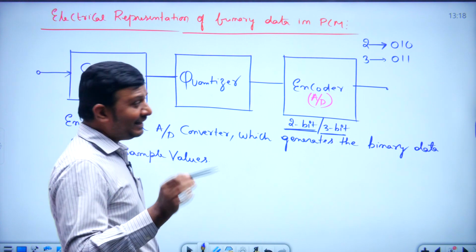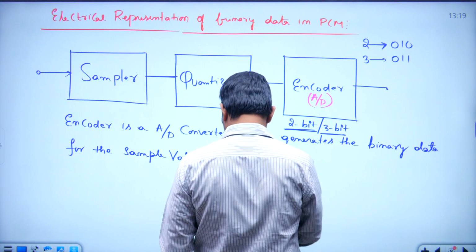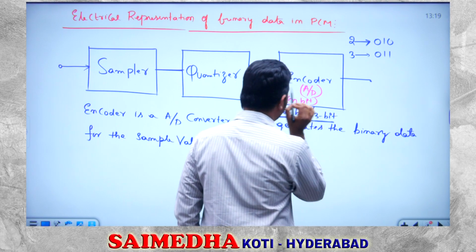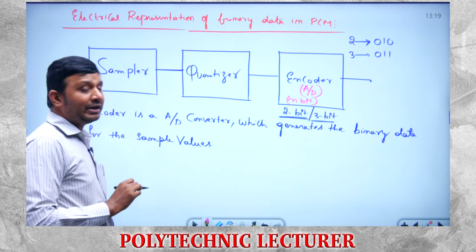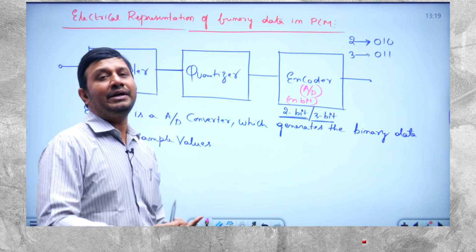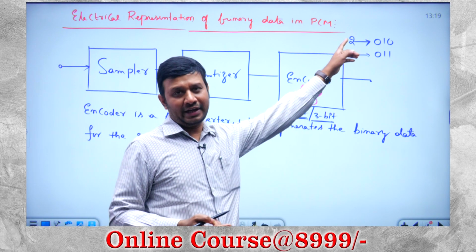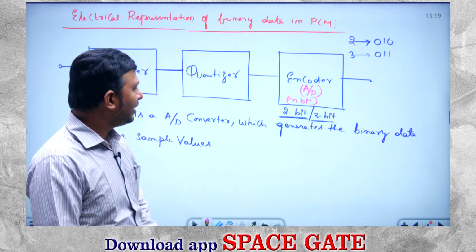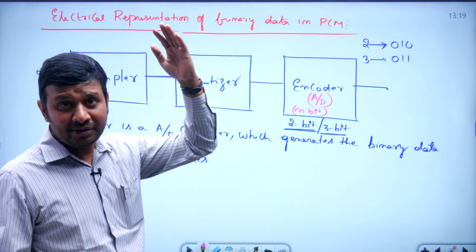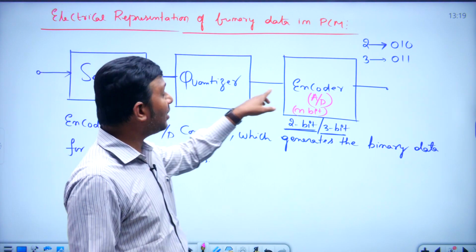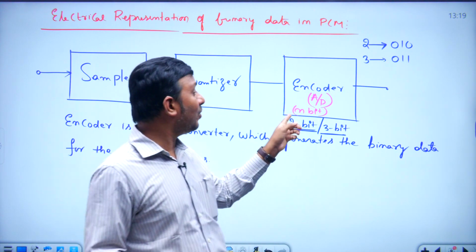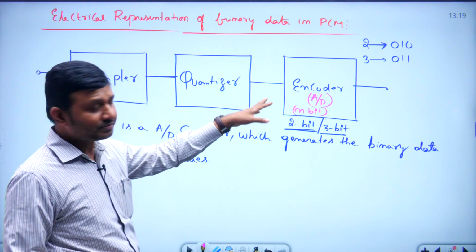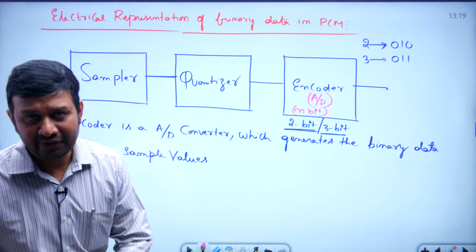Now in general we can represent it like this: an N-bit A to D converter. What will an N-bit A to D converter be doing? It will generate n bits for the quantized values, which are the rounded off values, and the system becomes an n-bit PCM system. N-bit PCM system means the output of the quantizer is encoded into n bits, that is, n bits are generated for each value coming out of the quantizer, right?